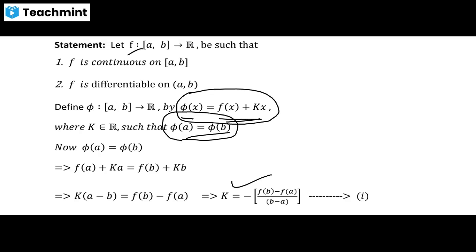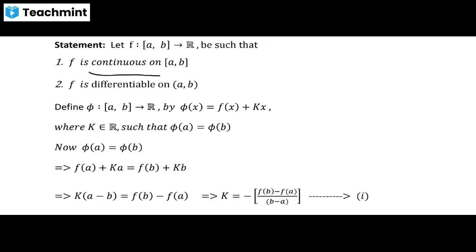What about the first two? Continuity and differentiability. Now let us talk about the first two. See here, F of X is continuous. Kx is just a polynomial of first degree, and K is just a real number. So addition of two continuous functions is again continuous. So pi of X is continuous on the closed interval AB.